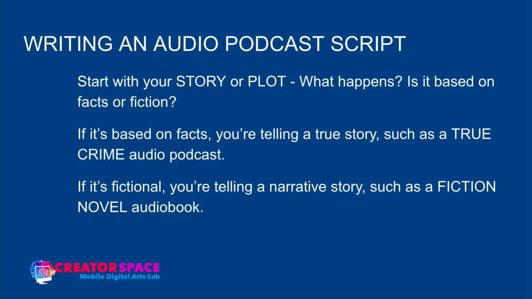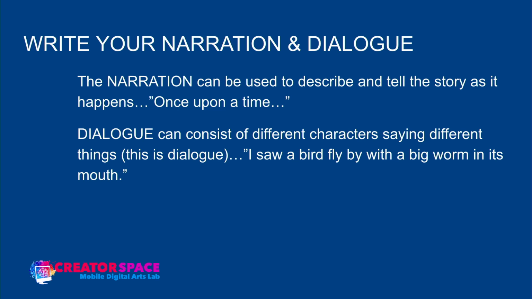We want to start with some sort of a story or plot. What happens and how does it progress? Then what we need to do is write your narration and dialogue. The narration can be used to describe and tell the story as it happens. For example, once upon a time, or it was a dark and stormy night. The narrator can describe what people look like, what's happening. This is really important with a narrator because in an audio podcast, we don't necessarily see anything visually. It's all audio, right? So we need to be able to describe everything through narration, or, as we'll see in the next part, using other sound elements as well.